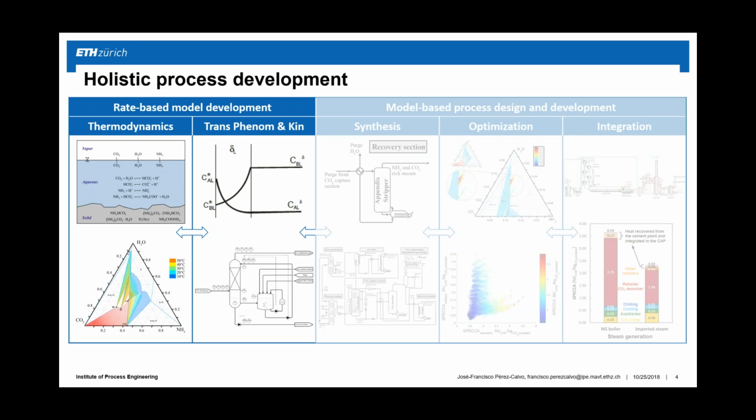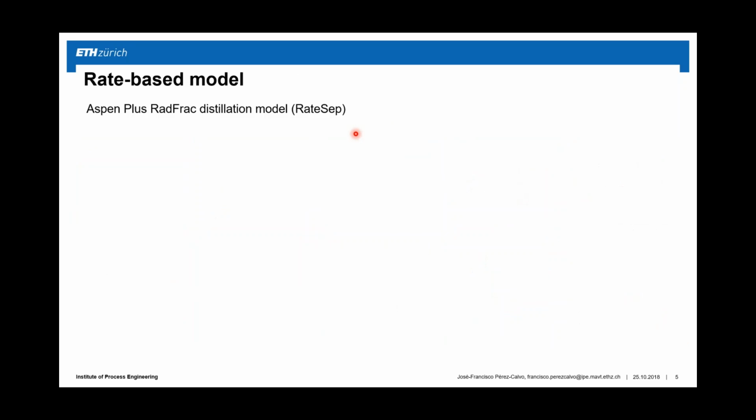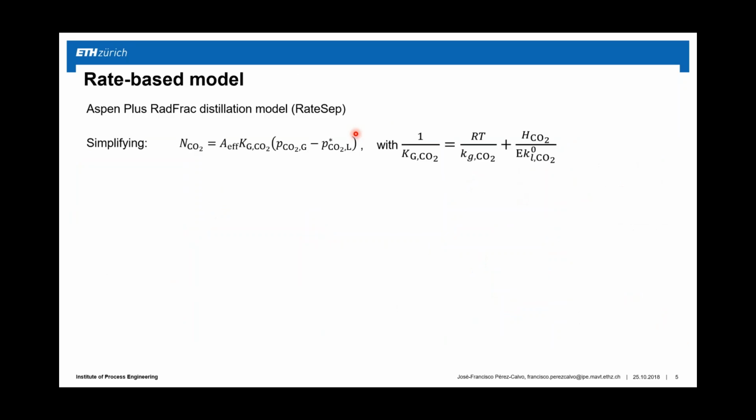The rate-based model of the CO2 absorber has been implemented in Aspen Plus. Here we show a simplification of the CO2 absorption rate as a function of the effective interfacial area, the overall gas side mass transfer coefficient for CO2 transfer, and the driving force.